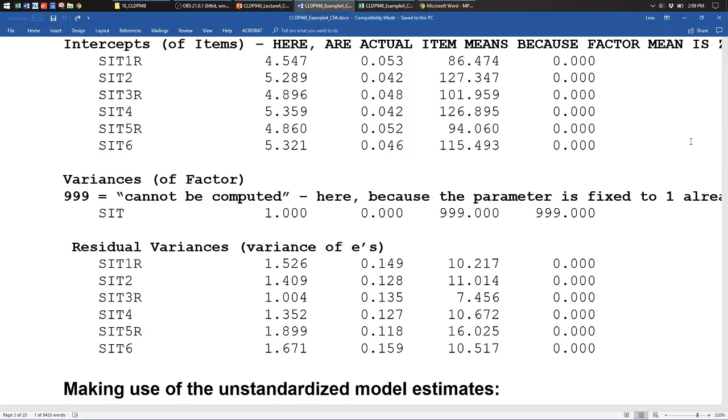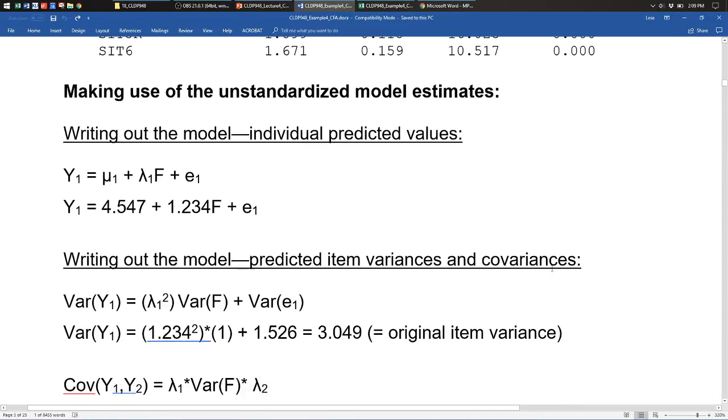Nope, not item means. Got to drop the means for a minute. We're on variances, the other side of the model. Each item gets its own residual variance. So what does the model say the variance should be? Let's go to that. Right here, the variance of item 1 is supposed to be whatever the variance of the factor is, which is 1 in this case, times the loading for item 1 squared.